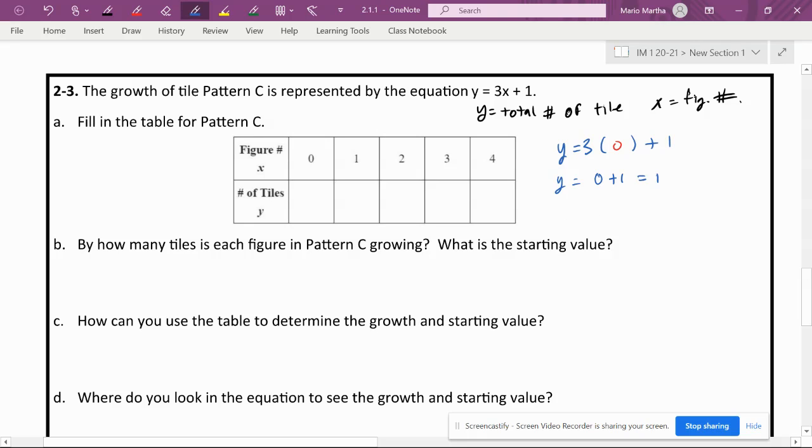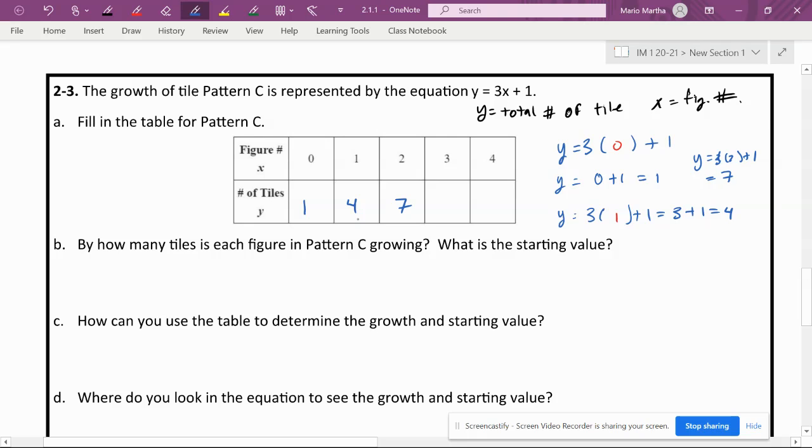And then we do the same thing. So for the second value, so this is 1. So y equals 3 times, the figure number now is 1, and then plus 1. So 3 times 1 is 3, plus 1 gives us 4. So the next one has 4. Now if you substitute 2, what do you get? You get y equals 3 times 2 plus 1, which is 7.